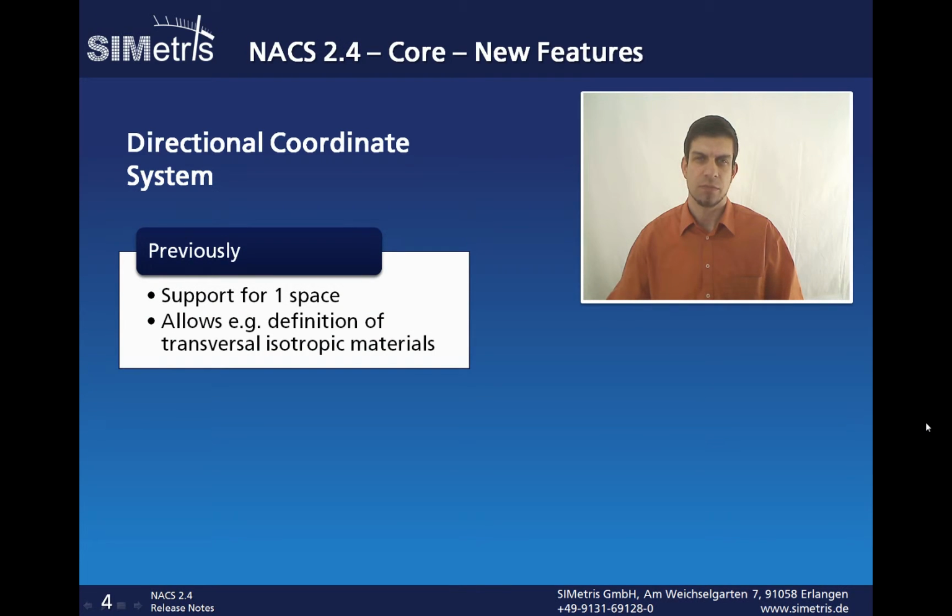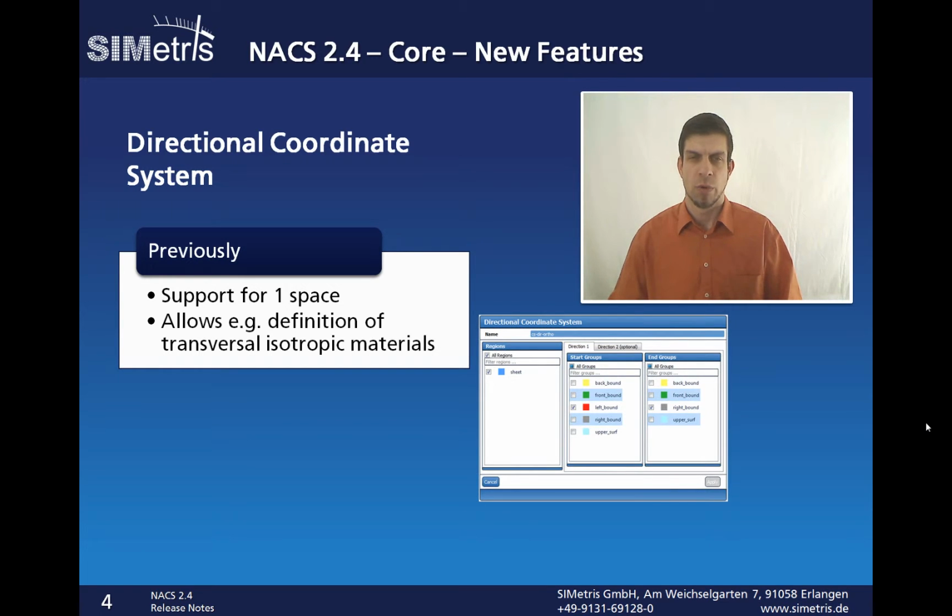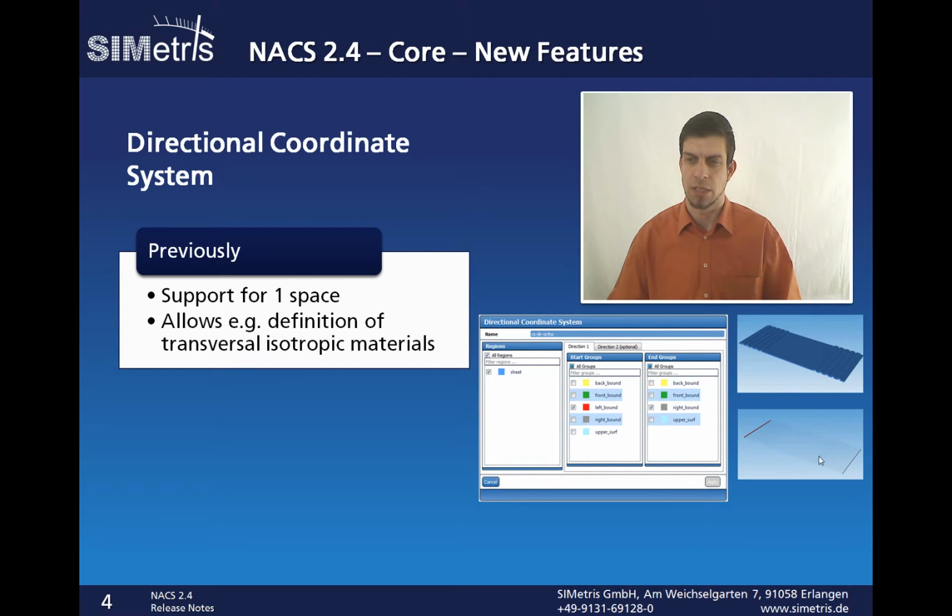At first, we already had support for directional coordinate systems, but previously it was only possible to specify one space direction. For example, if you wanted to define transversal isotropic material behavior that follows a certain coordinate direction of your material. We had a widget that allowed you to select certain regions, and you could specify a start group and an end group like depicted here, and that would result in a certain material direction that could be specified using that approach.